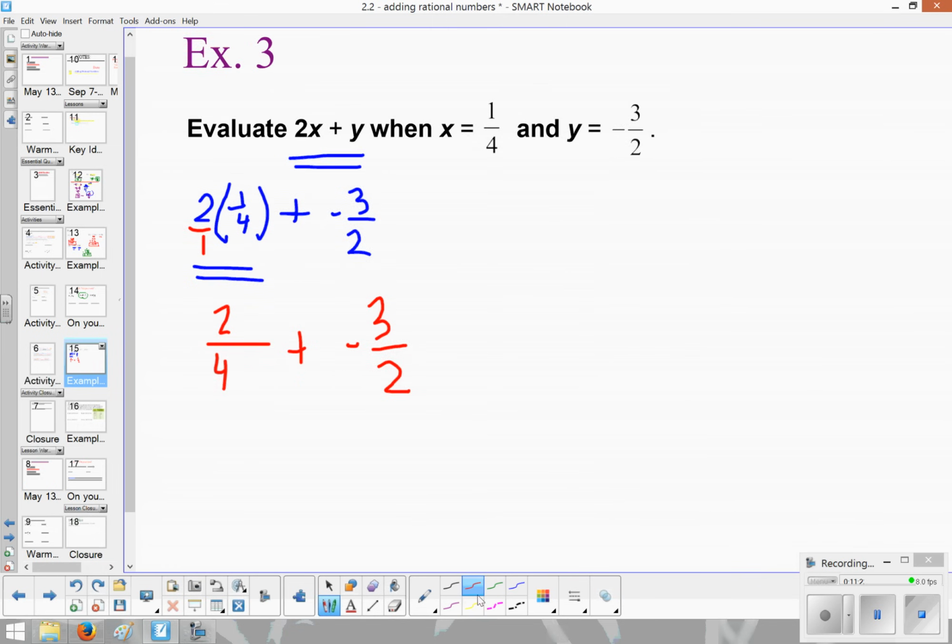Now, in order to add this, we need to make sure they have the same denominators. And I notice they don't. One is a 4, one's a 2. So I need to think of a number that they both have in common. That's the lowest common denominator.